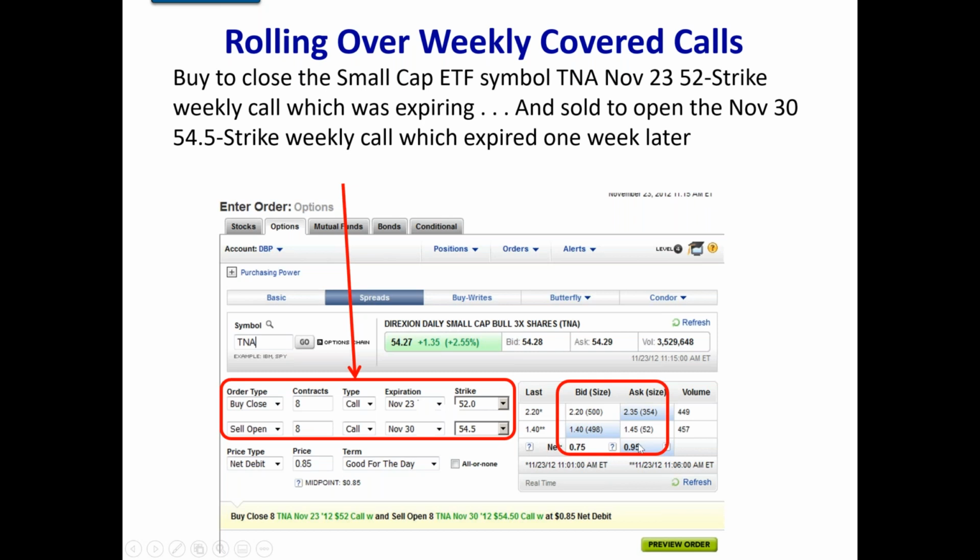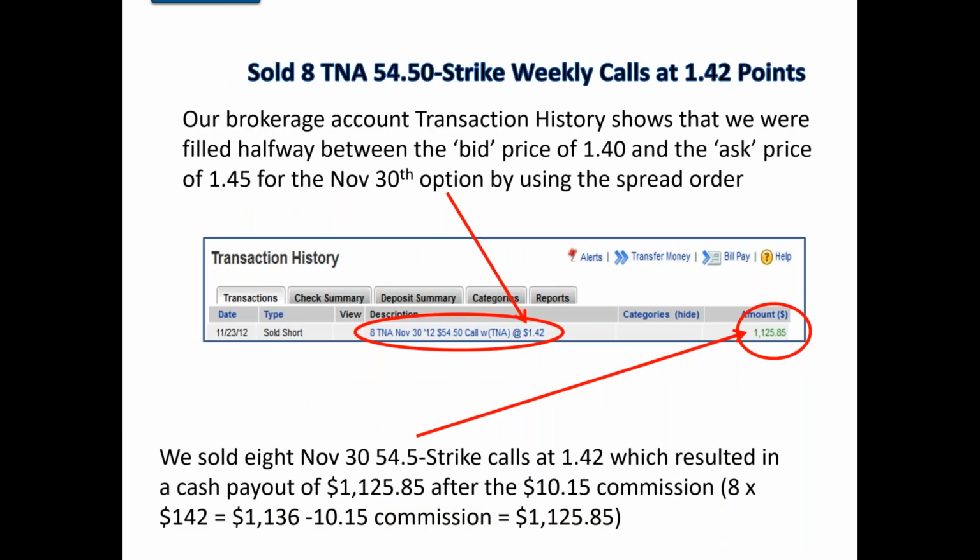So what we do to save on the bid-ask spread is we put the order in at a net debit of 85 cents. So 85 cents is between the bid and ask price. If you were selling the position, you'd get the 75 cent bid price. If you were buying it, you'd get the 95 price to buy it. But we put the order in at the midpoint at 85. So that enables you to save a little bit on that transaction cost.